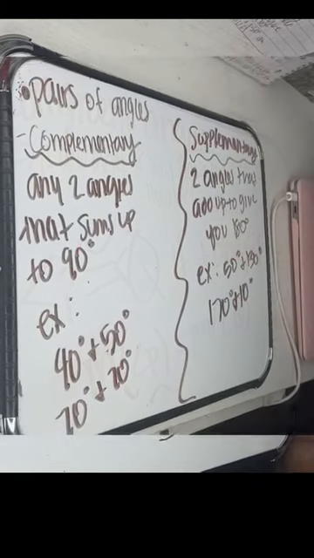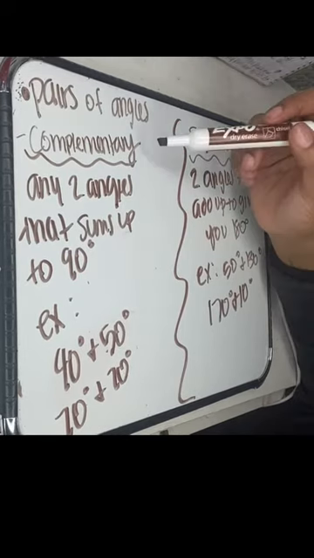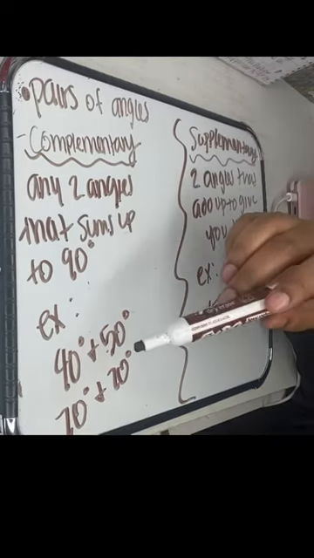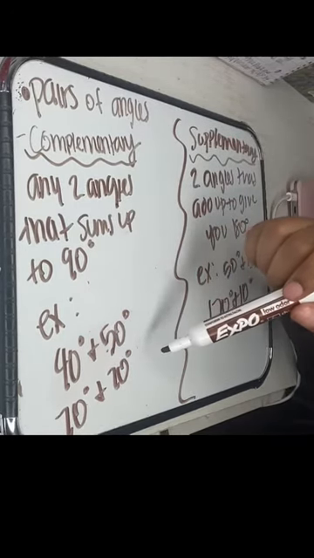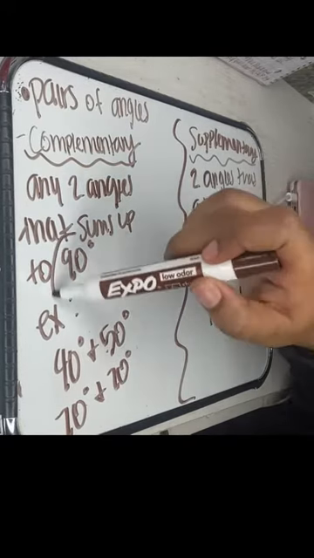So now moving on, we're talking about pairs of angles. We have complementary and supplementary to start off with. So complementary angles mean any two angles that sum up to be 90 degrees. That can be 40 degrees plus 50 degrees, or it can be 70 degrees plus 20 degrees. It doesn't matter as long as it sums up to be 90 degrees.